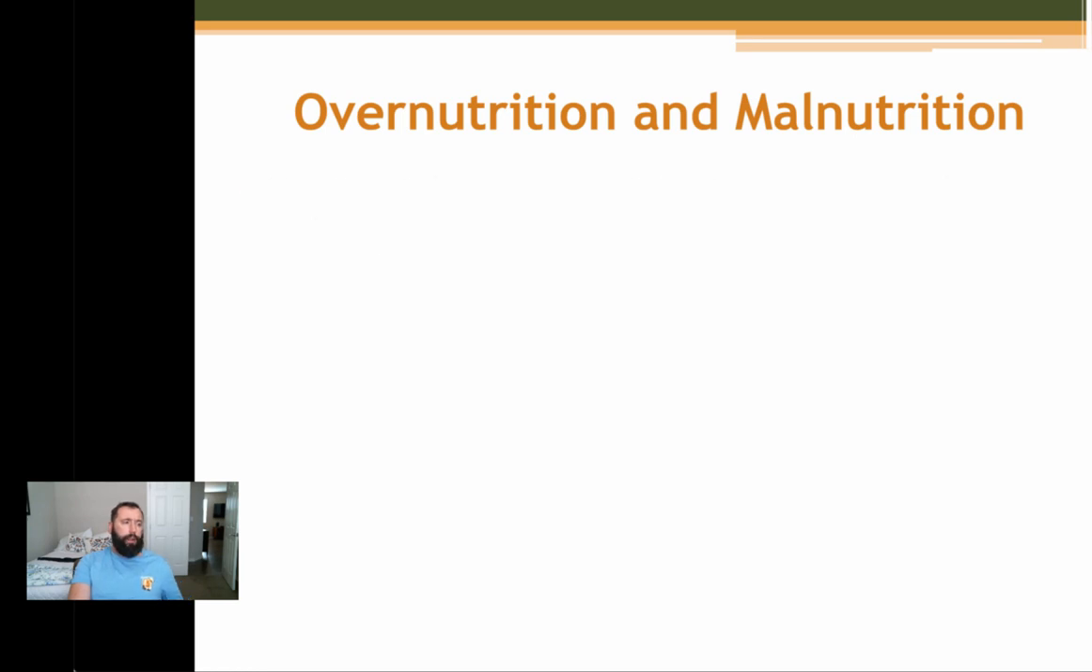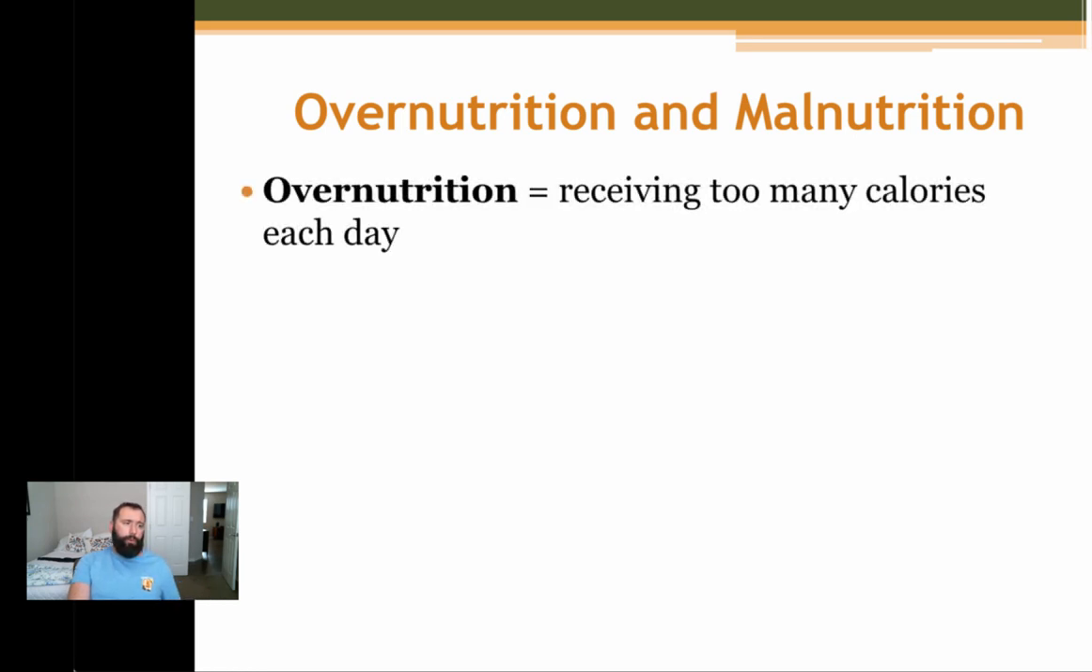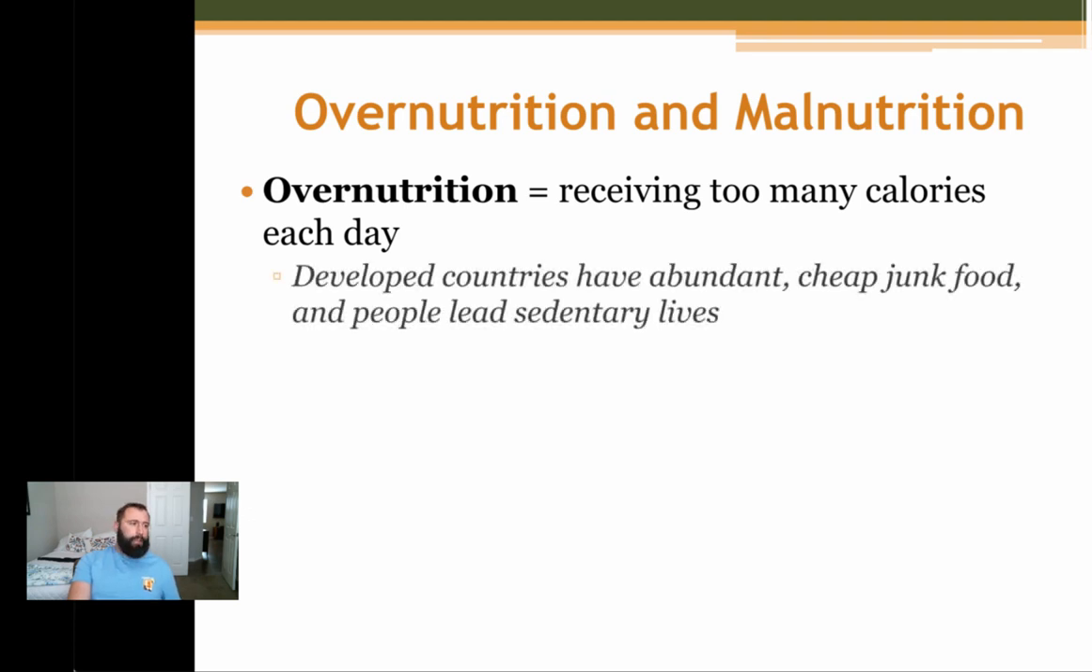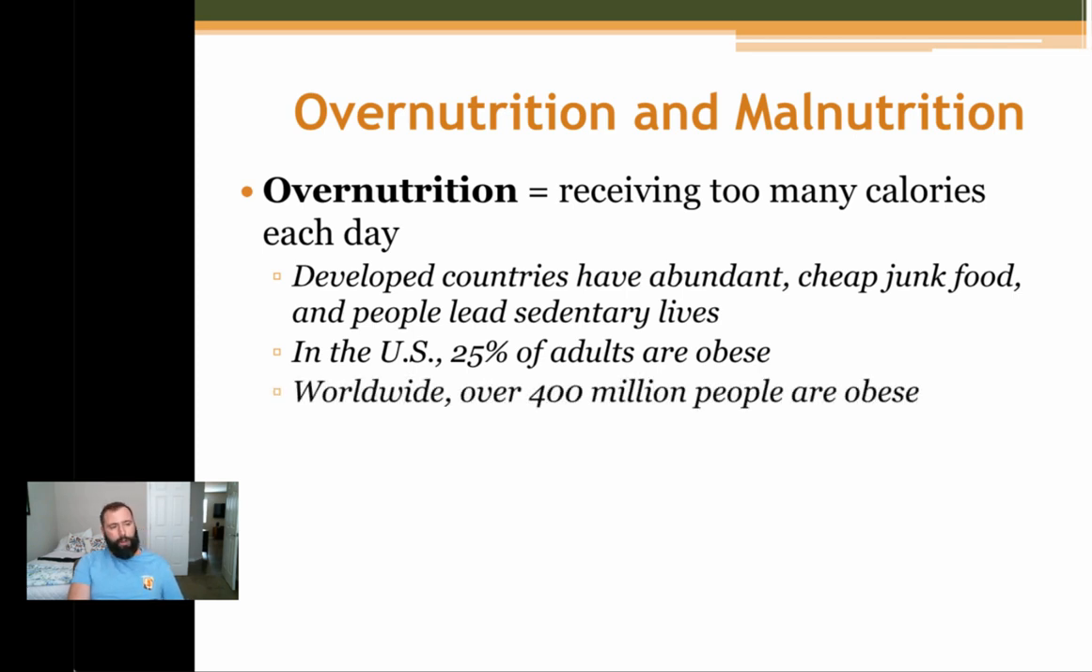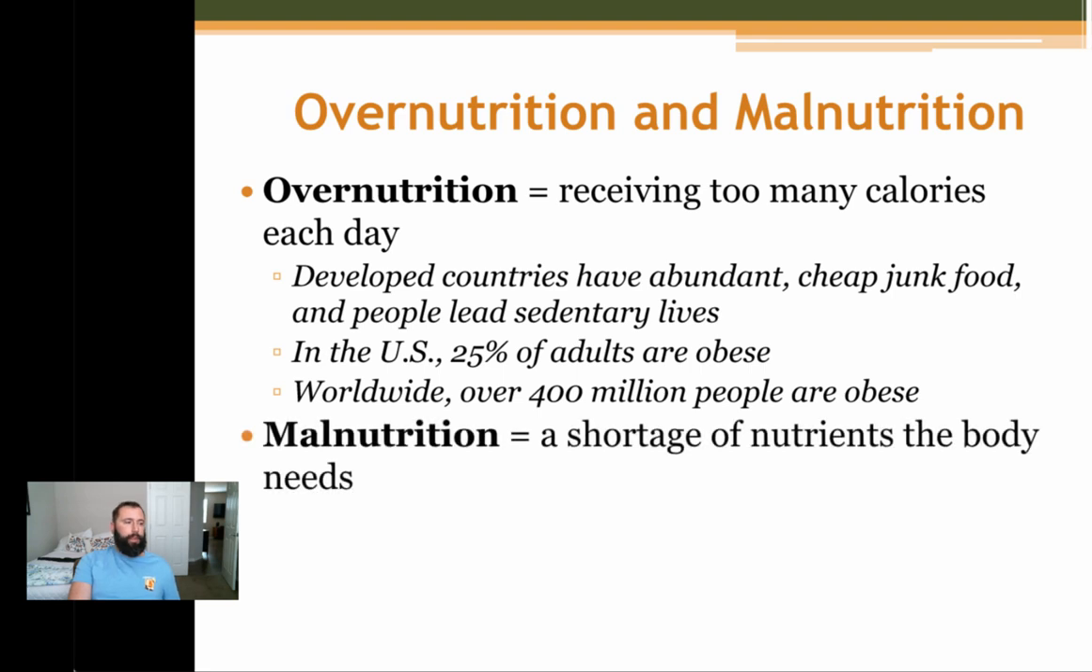So on the opposite end of the spectrum is overnutrition. This is when someone might be receiving too many calories per day. Developed countries like the United States have abundant, cheap junk food, and people lead sedentary lives. This is how we can have too much overnutrition, right? We have a lot of cheap food that's bad for you. In the US, 25% of adults are obese, and obesity can lead to type 2 diabetes, problems with stroke, hypertension, heart problems. Worldwide, 400 million people are obese.